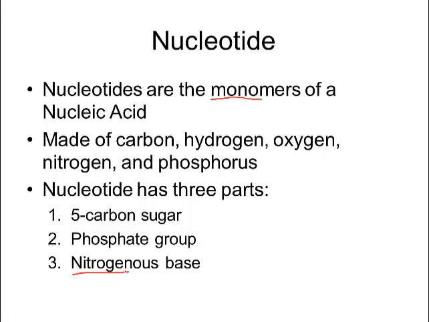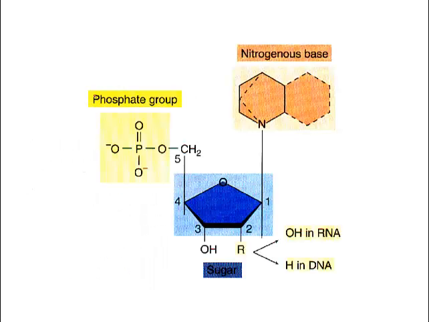Okay, so let's take a look at what a typical nucleotide will look like. And this is just one version of a nucleotide. There's actually five different kinds of nucleotides. So if you were to take a look at a general structure, here you have your phosphate group. So you can see here's your phosphorus, surrounded by oxygen. Here is your 5-carbon sugar, so 1, 2, 3, 4, 5. So that's your 5-carbon sugar.